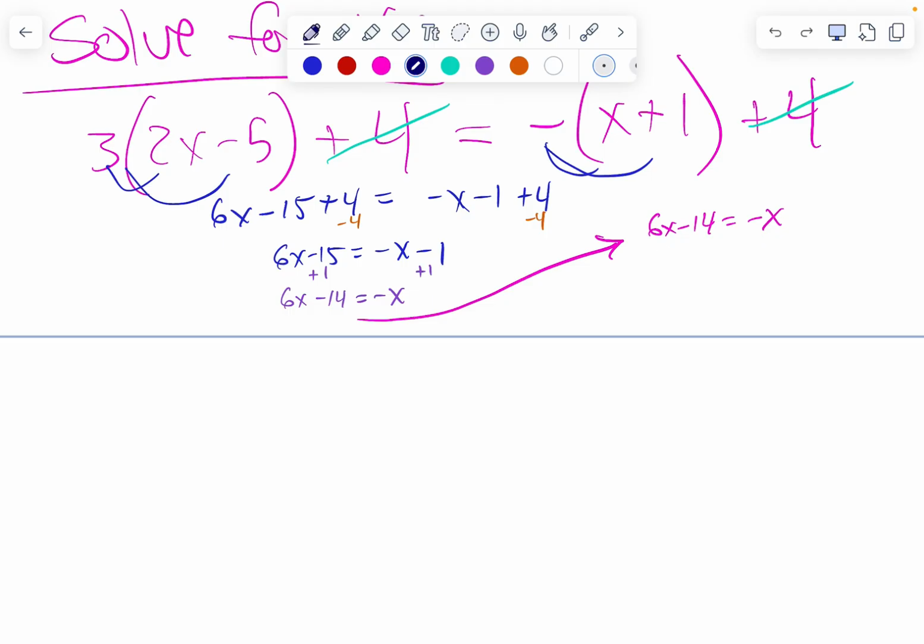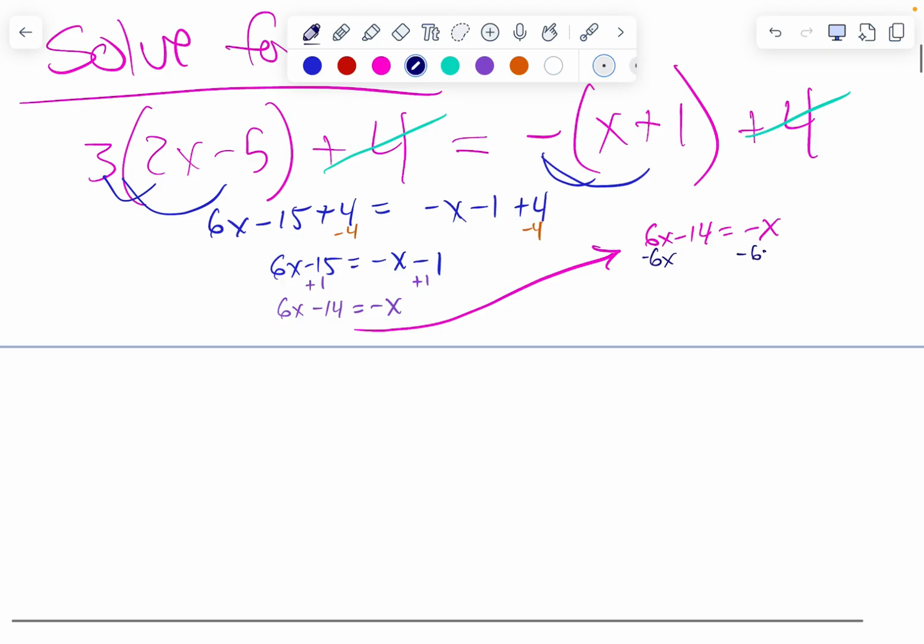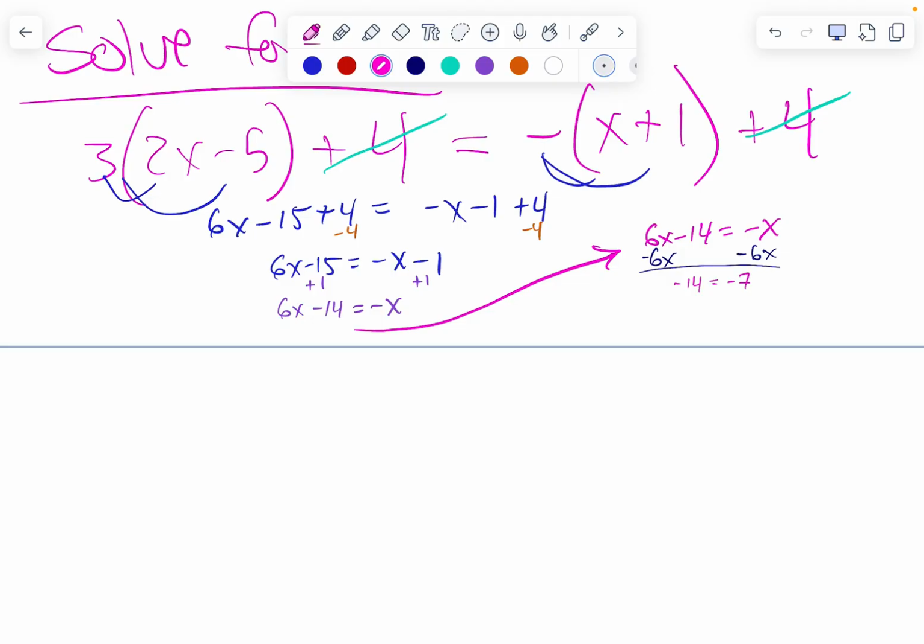So what if we just get rid of the 6x on the left? We just want our x's on one side. Does that work? And we'll have -14 equals -7x. And now what? Divide that -7 off. And we'll get x equals +2.